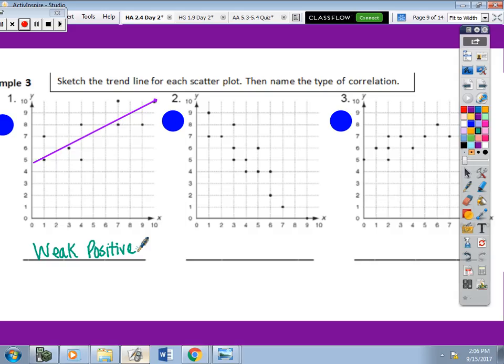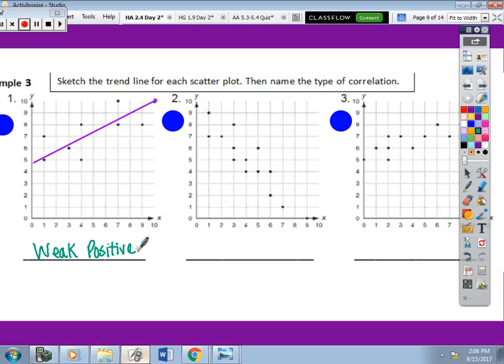Is there any in between? I don't usually put them on the test because there's an element of interpretation to them. But when we get to the calculator problems and we're looking at the correlation coefficient, which is your R value, you'll be able to tell me based on the number if it's strong or weak.